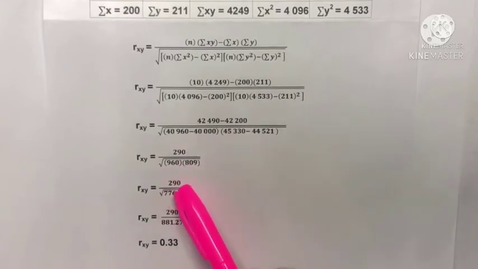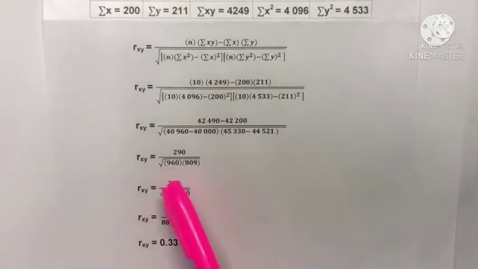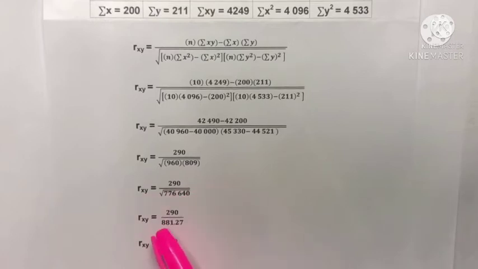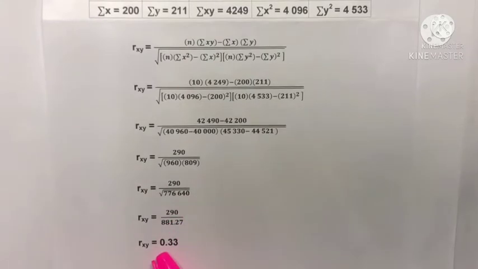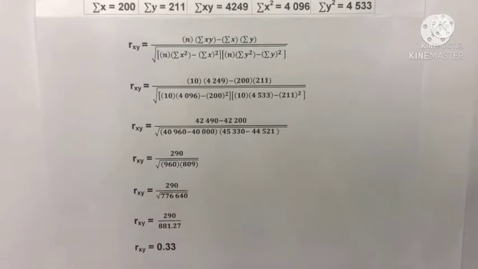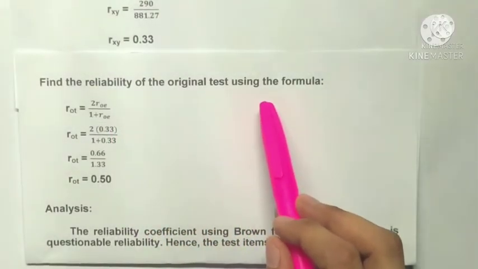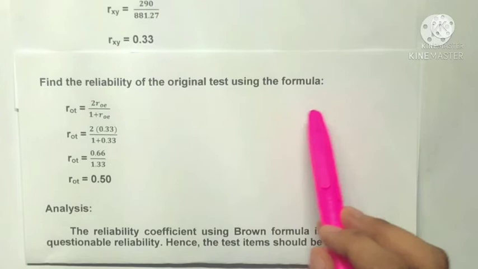So copy 290, so square root, 960 times 809 is 776,640. The square root of this is 881.27. So 290 divided by 881.27 is 0.33. Find the reliability of the original test using the Spearman-Brown formula.